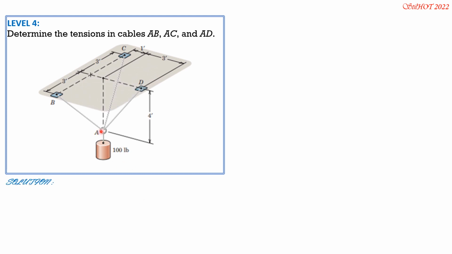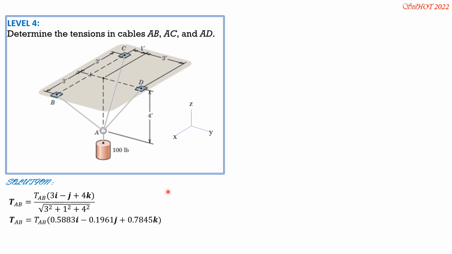So again, let's express each tension in vector form. Let's begin with tension AB. There's no axis, so you'll be the ones to provide the axis. So I'll choose this orientation, X, Y, Z, so that tension AB is magnitude of tension AB, quantity 3I minus 1J, then plus 4K over square root of 3 square plus 1 square plus 4 square. So simplifying, tension AB is magnitude of tension AB, quantity 0.5883I minus 0.1961J plus 0.7845K.